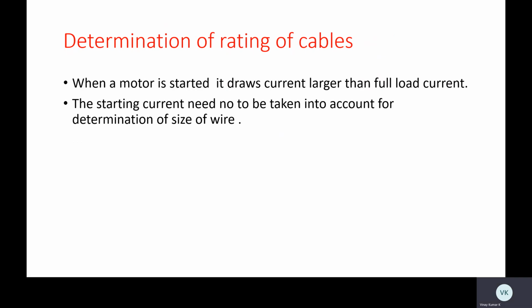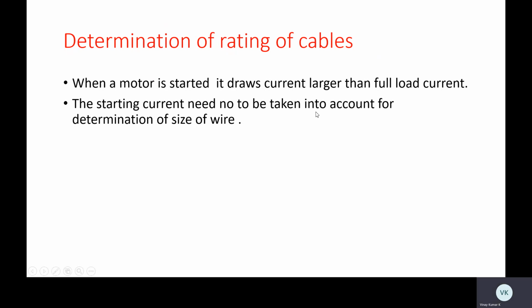Then how to determine the rating of cables? Just like in the previous session, as I told, we have to calculate the ratings of the cable based upon the rating of the current. By calculating the current with the help of the total rating of the devices and the supply voltage, just divide the rated power by the voltage, and we will get the rated current. So by calculating the rated current, by observing the tabular columns that we already discussed, for copper or for aluminum, we can select the ratings of the cables.